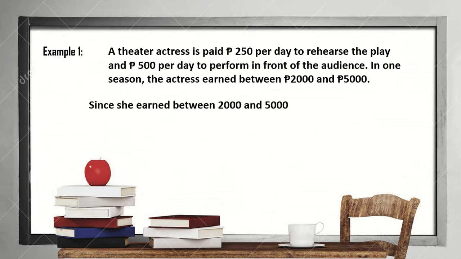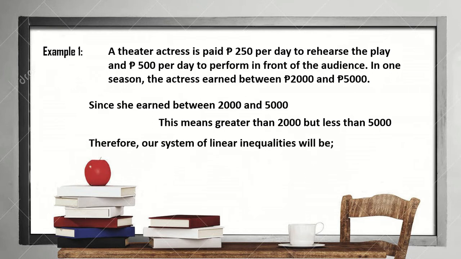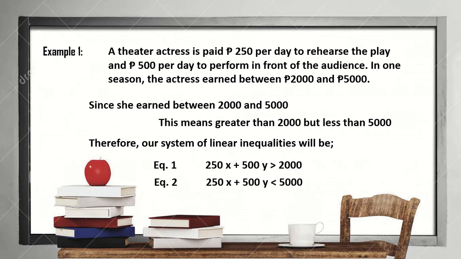Since she earned between 2,000 and 5,000, this means greater than 2,000 but less than 5,000. So therefore, our system of linear inequalities will be, for equation 1, we have 250x plus 500y is greater than 2,000. Then for equation 2, we have 250x plus 500y is less than 5,000.